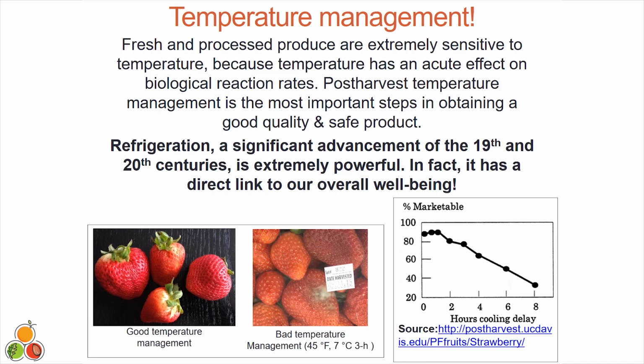But why is this important? Let's look at this as an example. On the y-axis, we have the percentage of marketable fruit. This is not a hypothetical example, by the way. This is a real example. We're looking at strawberries. The assumption is if we have good temperature management, we're still going to lose some marketability, but if we do not handle temperature correctly, in the case of strawberries, after about 2 hours, we've lost 20% of the marketable fruit. After 6 hours, we can lose up to 50% of that marketable fruit.